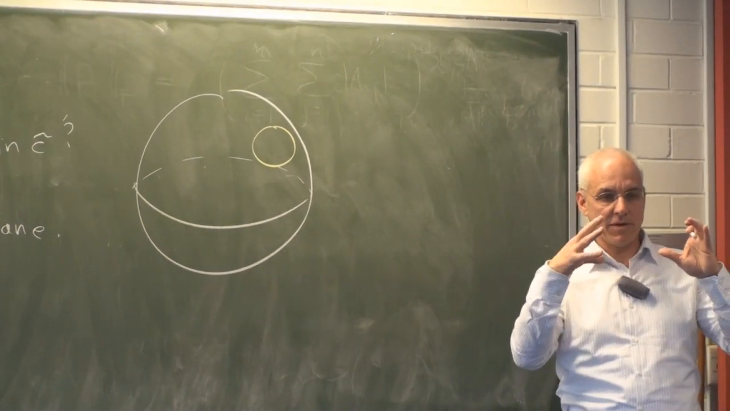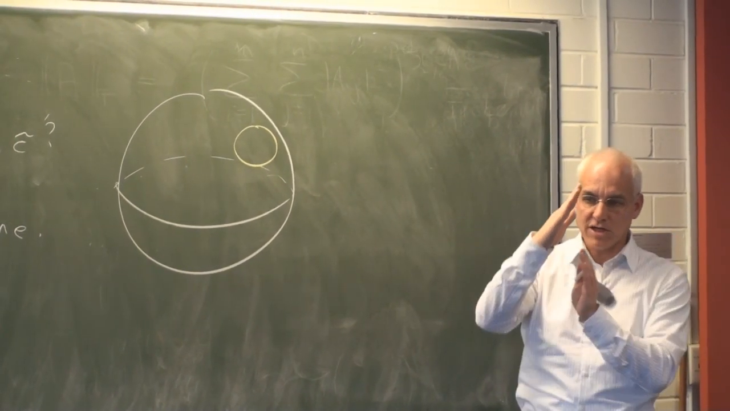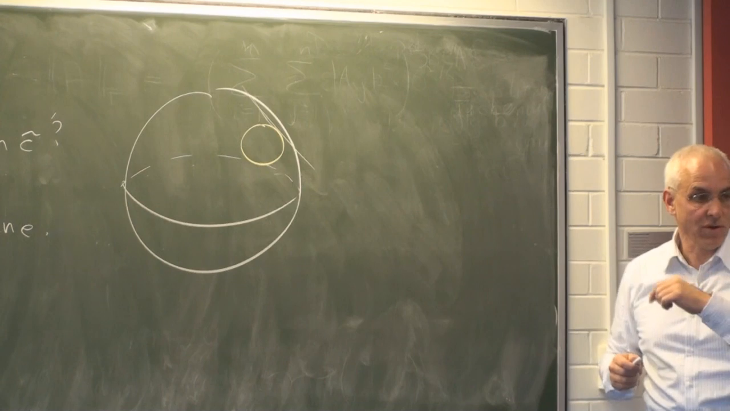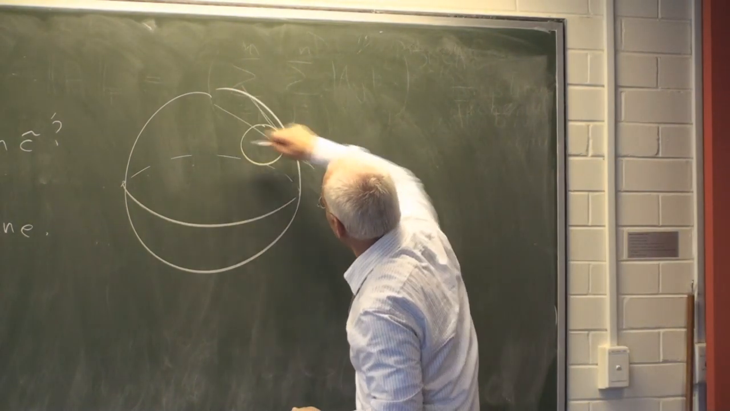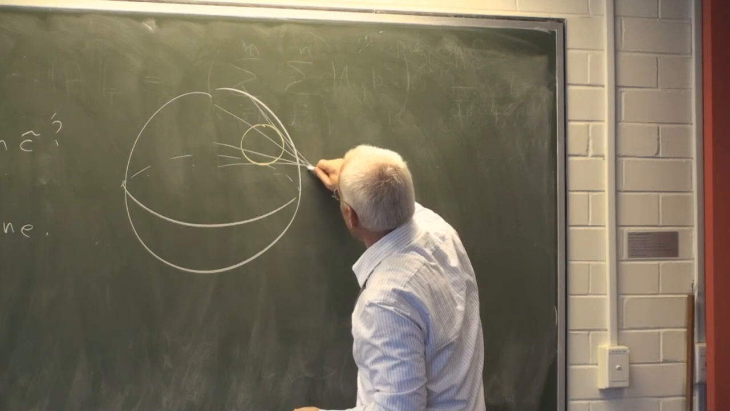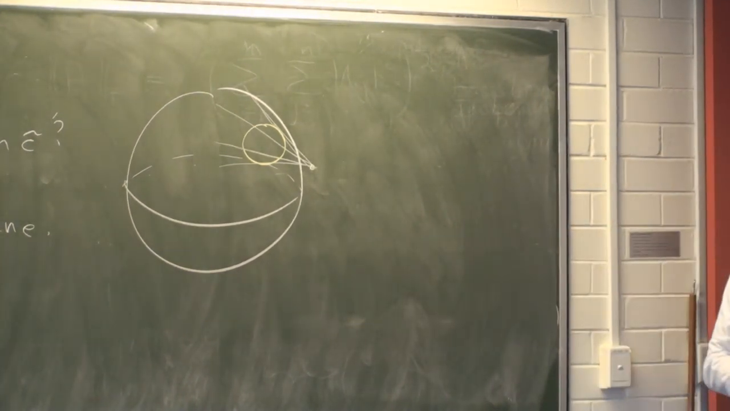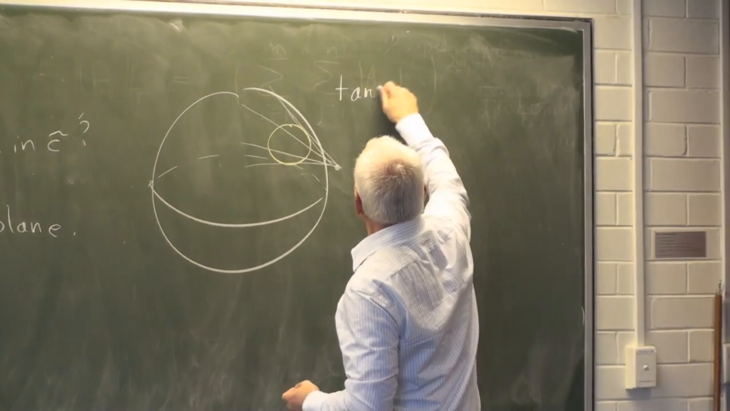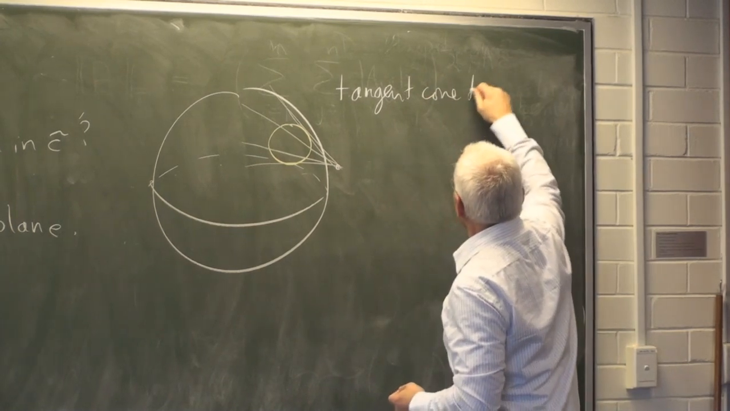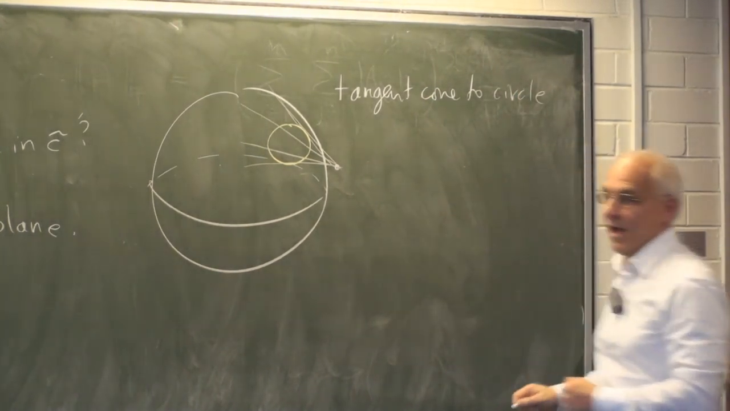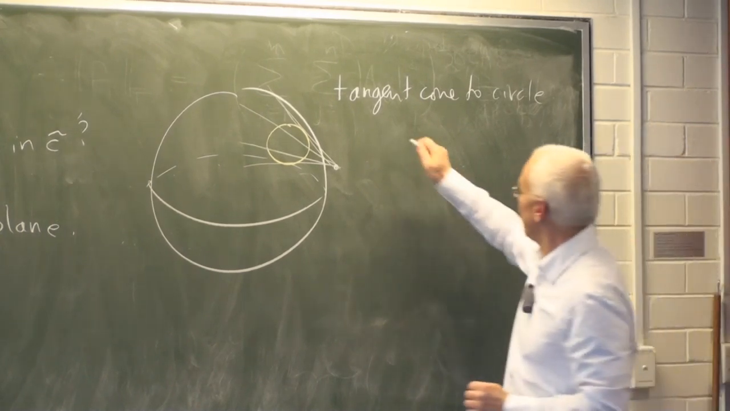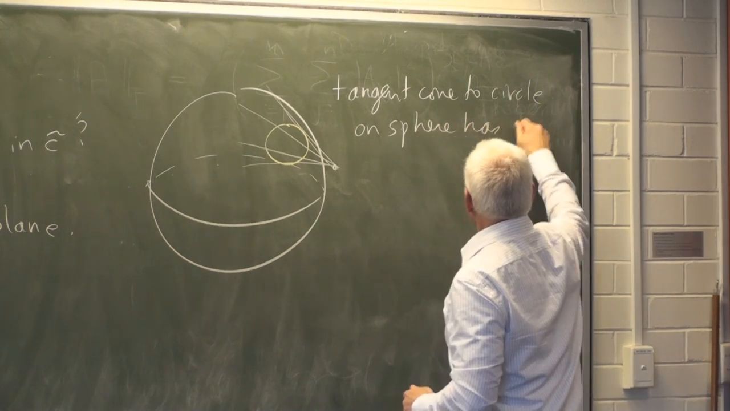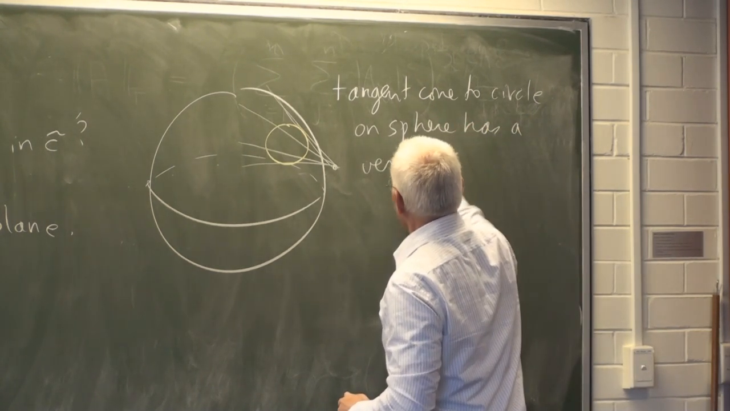Imagine like an ice cream cone. If you have a sphere, and you have a little circle on it, you can just look at the lines which are tangent to the sphere through that circle, and you will get a cone meeting at a point there. So the tangent cone to the circle on the sphere has an apex, or a vertex. Let's call it V.